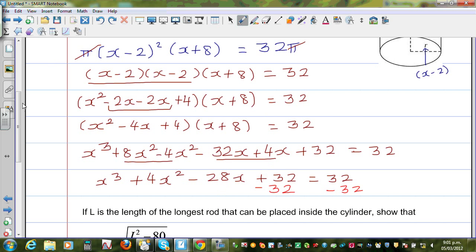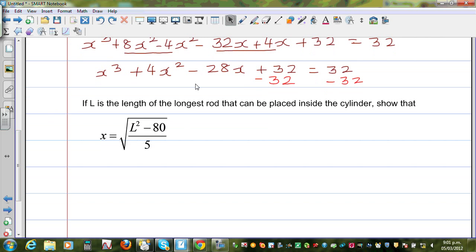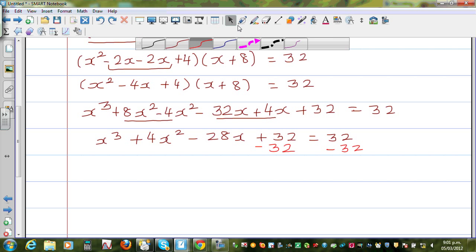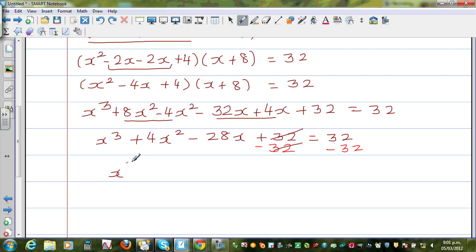Okay, so let me scroll this down. Okay, I think that is enough. So what will happen? This and this get cancelled. So you've got x cubed plus 4x squared minus 28x is equal to 0.